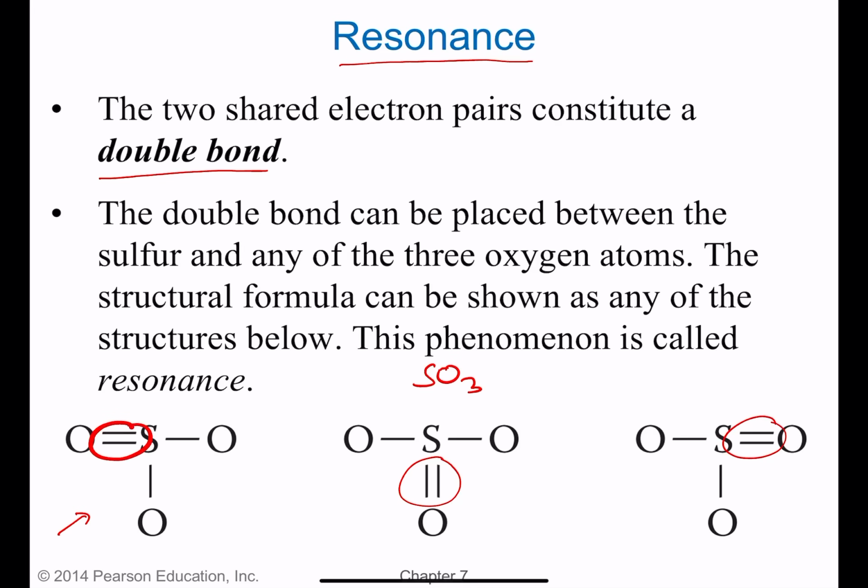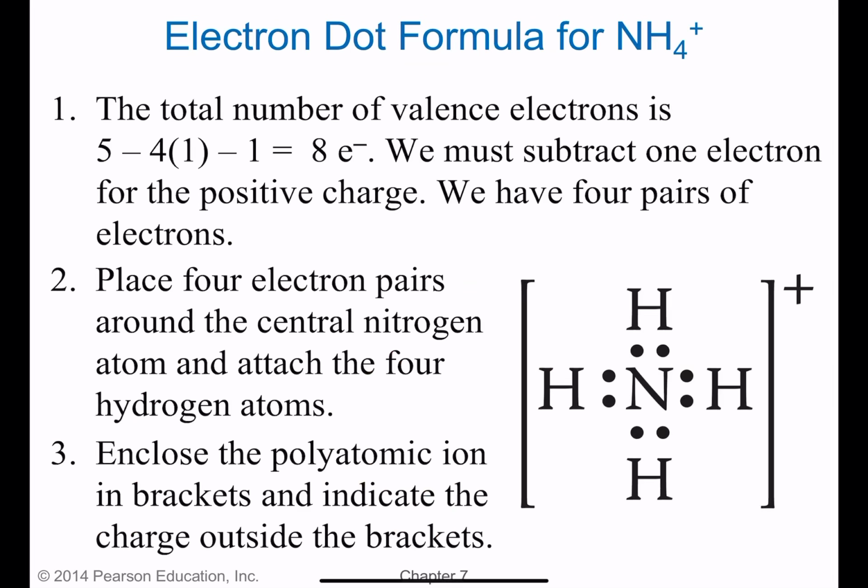Because we have the freedom to put this double bond in any of these locations, this compound has a phenomenon that we call resonance. And we're going to get into this and do some examples. So they're basically saying the double bond could have been placed between any of the 3 oxygens. So the Lewis structure could have been drawn any of these ways, and that's called resonance.